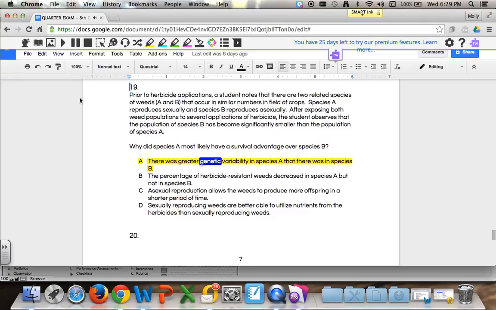A. There was greater genetic variability in species A than there was in species B. B. The percentage of herbicide-resistant weeds decreased in species A but not in species B. C. Asexual reproduction allows the weeds to produce more offspring in a shorter period of time. D. Sexually reproducing weeds are better able to utilize nutrients from the herbicides than asexually reproducing weeds.